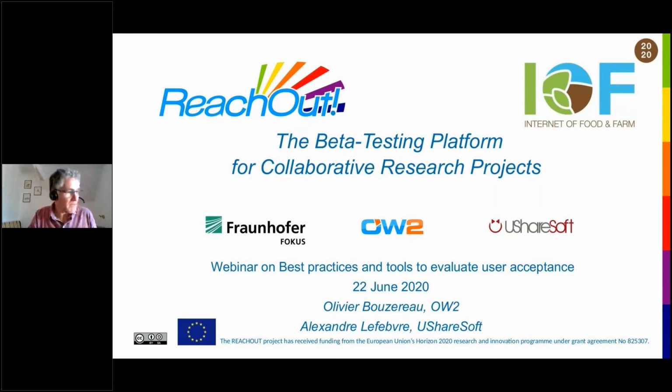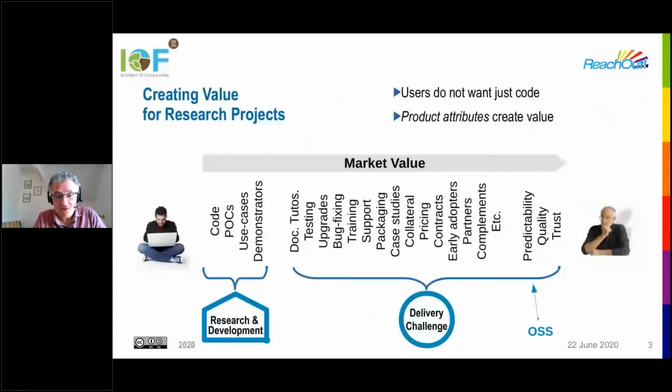So, quick introduction. In general, when we talk about creating value for the research projects, we think about the deliverables, the product, the results, but there's more than that. There's what we call the delivery challenge. There are many more attributes, which are listed here. I will not go through them in detail, which can create value for the project results. And as we will see in a moment, beta testing helps.